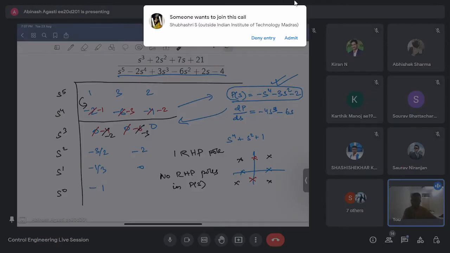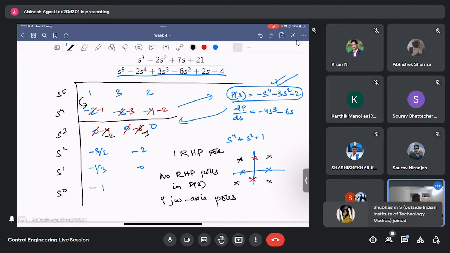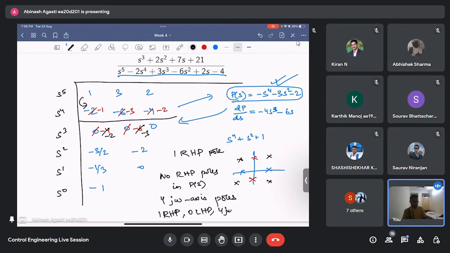So what we have is 4 j omega axis poles. Correct? So is what we did here clear to everyone? So we have 1 RHP, 0 LHP and 4 j omega axis poles. Yeah? Anyone? Yes. Yeah. Sir? Yeah, go ahead.